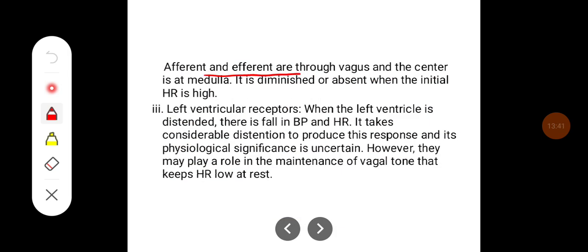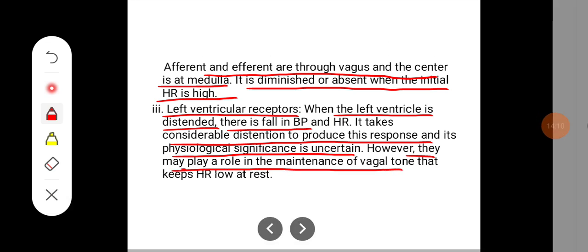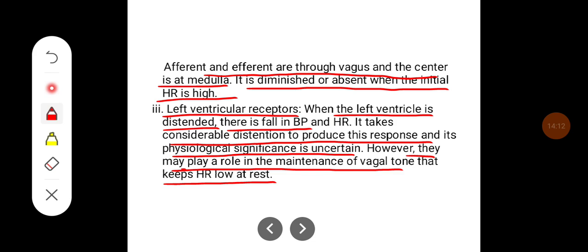The afferent and efferent are through vagus, and the center is at medulla. It is diminished or absent when the initial heart rate is high. Then we have also left ventricular receptors. When the left ventricle is distended, there is a fall in blood pressure and heart rate. It takes a considerable distension to produce this response, and its physiological significance is uncertain. However, they may play a role in the maintenance of vagal tone that keeps the heart rate low at rest.